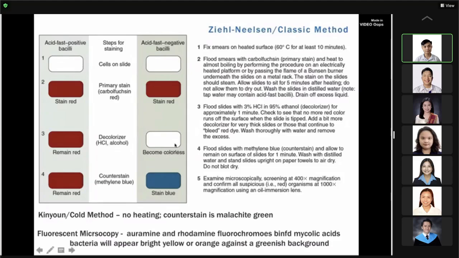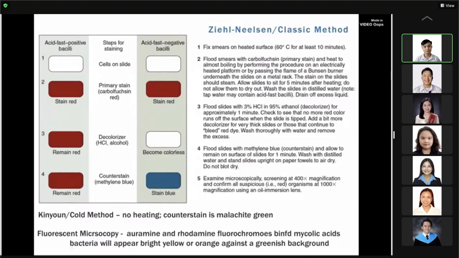So the organisms that are acid-fast will resist the decolorization, and so they will remain red. Those that are not acid-fast can be decolorized, and so they will become colorless. After the decolorization, we will flood the smear with methylene blue, a counterstain. We will allow it to remain on the surface of the slide for a minute. Then we will wash it with distilled water.